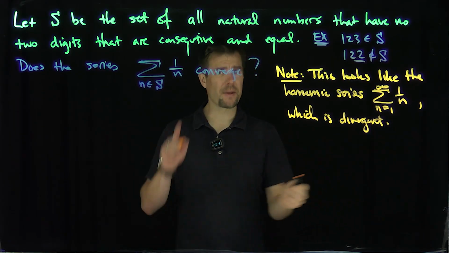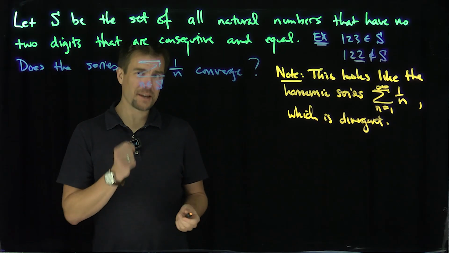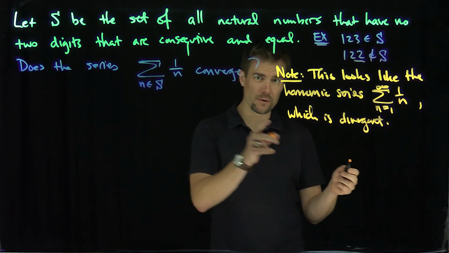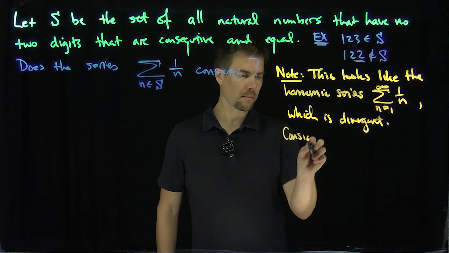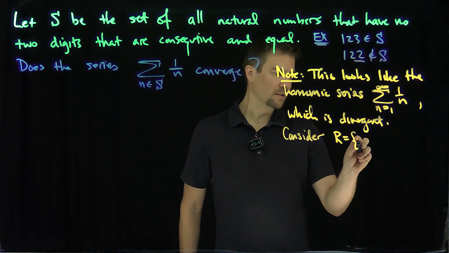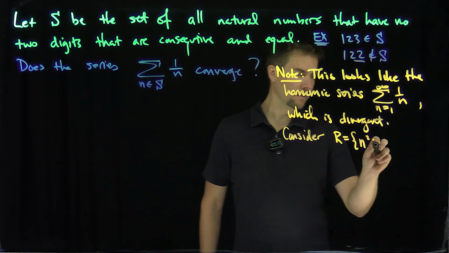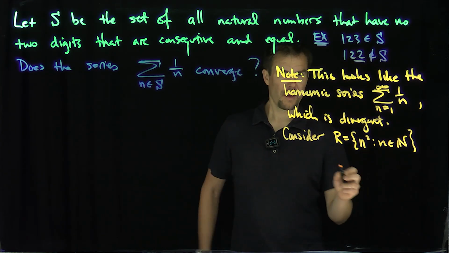But the key here is I'm not summing over all of n. It's very much akin to saying something similar to this. I'll give you an example when it would clearly converge. Consider R to be the set of all n squared, such that n is in the natural numbers.